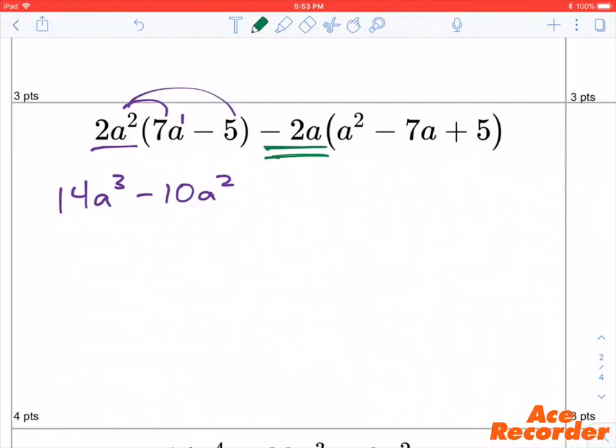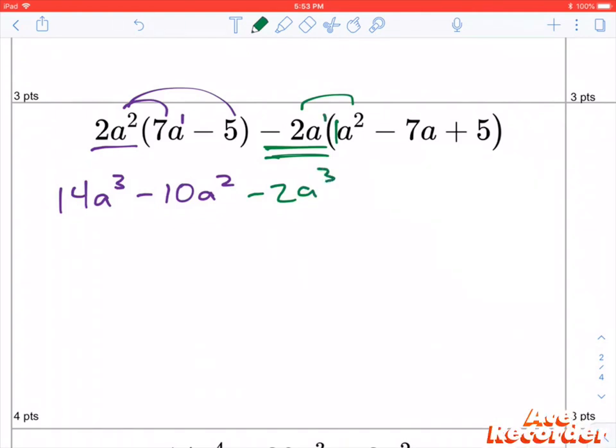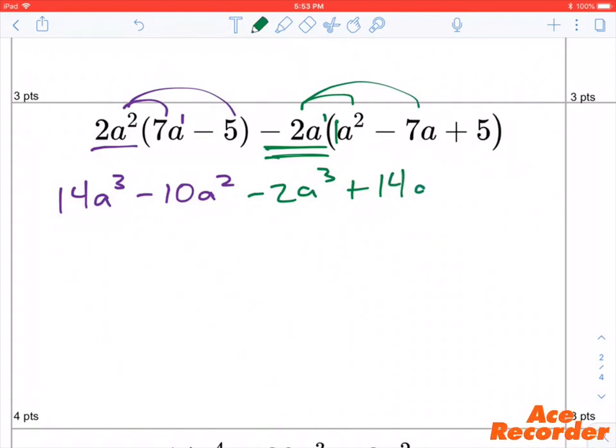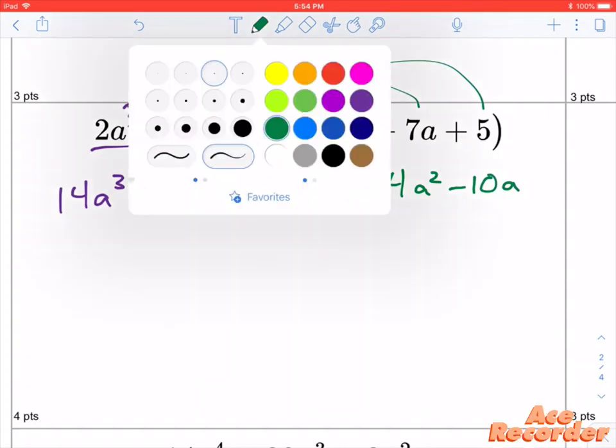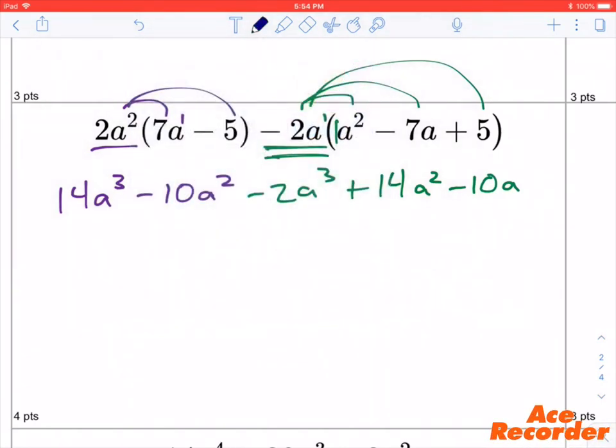So now, remember, this is not just 2a, but negative 2a. So negative 2 times 1 is negative 2, a to the third. Negative times negative is positive 14, a squared. And then negative times positive, negative 2 times 5 is negative 10a. And so now I've done everything I need. But now I need to go ahead and combine like terms.